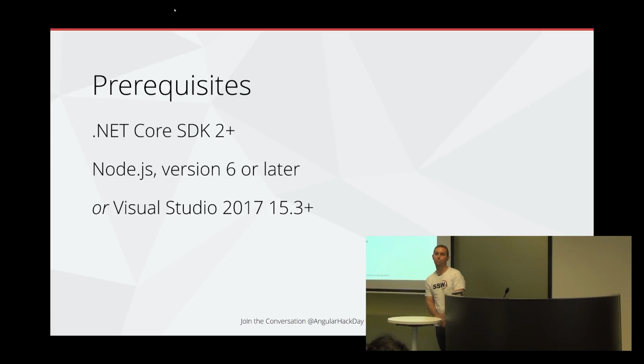Prerequisites are really simple. You just need Node and the .NET Core SDK. Now, those two things are useful if you're, say, building on Linux or Mac OS or Raspberry Pi. Those two things are what you need. If you're building on Windows and you like Visual Studio 2017, then that's all you need. If you're building on Windows and you prefer to use Visual Studio Code, then just grab Visual Studio Code and the .NET Core SDK, and you'll have it covered.